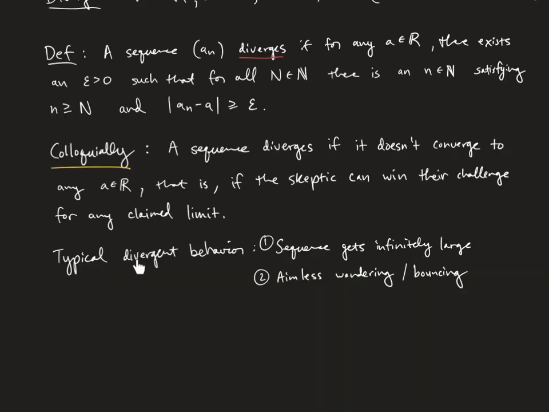Okay, and so a typical divergent behavior, you probably are familiar with this, but sequence getting infinitely large, that would be typical divergent behavior. Also, aimless wandering, right? If your sequence is just kind of wandering around and not settling down, doing anything in particular, just kind of all over the place, or bouncing back and forth between a few values. That's just sort of another, I guess, form of aimless wandering. So those would be typical divergent behavior.